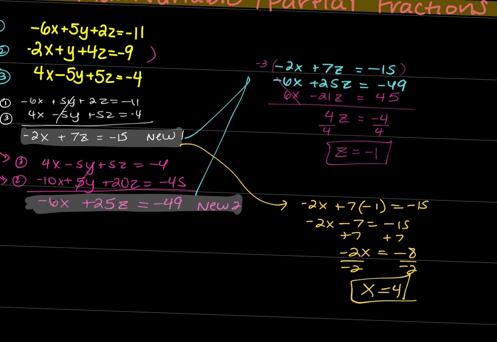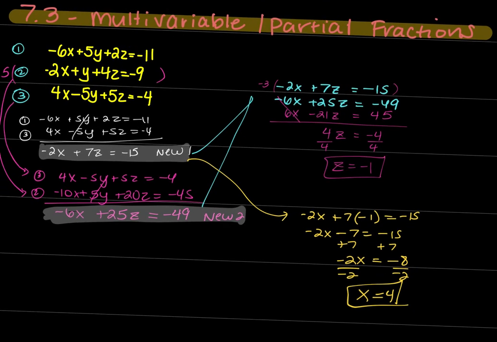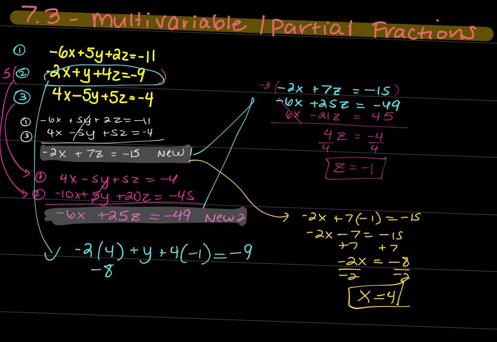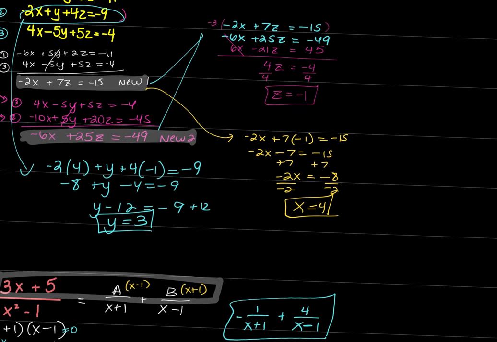And then I have to plug them back into one of the original ones. Again, it doesn't matter which one. I'm going to take the one with the least amount of coefficients. Negative 2 times 4, plus y plus 4 times negative 1 equals negative 9. And y is positive 3. So 4, 3, negative 1 is your solution.